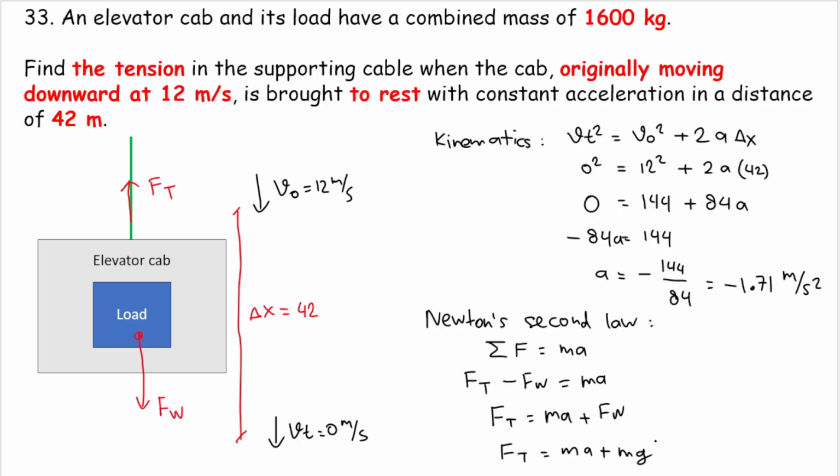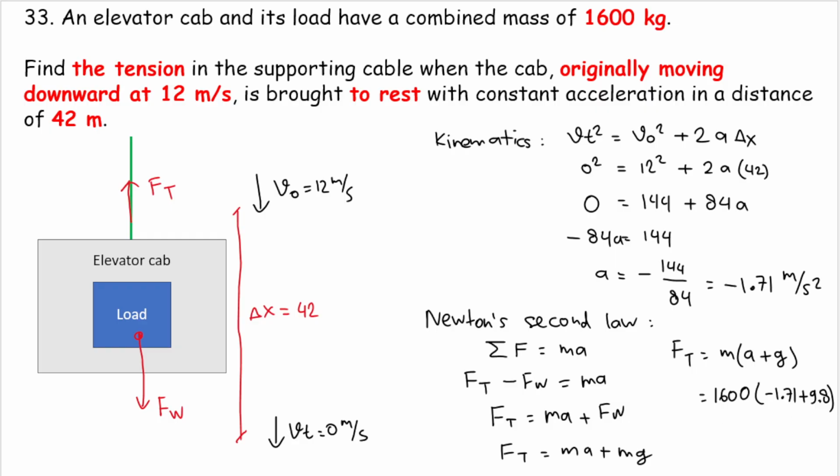We know everything from the problem. We know all the numbers. So we will have 1600 kilograms for the mass, and the acceleration is this. Gravity, we know it's a constant. Maybe let's factor out the mass, so we'll have Ft is equal to the mass multiplied by the acceleration plus gravity. The mass will be 1600, the acceleration is minus 1.71, and gravity will be 9.8.